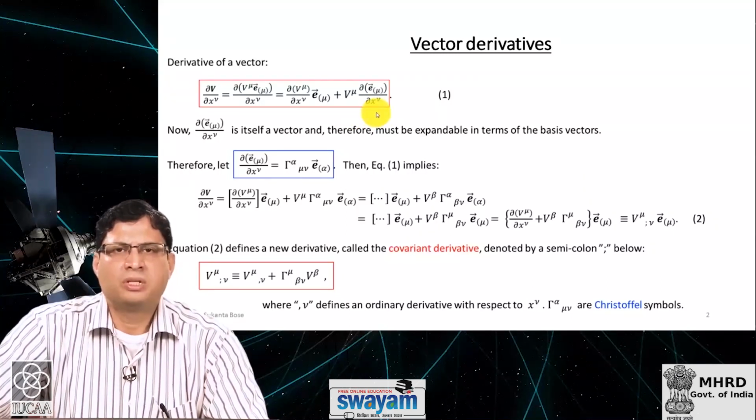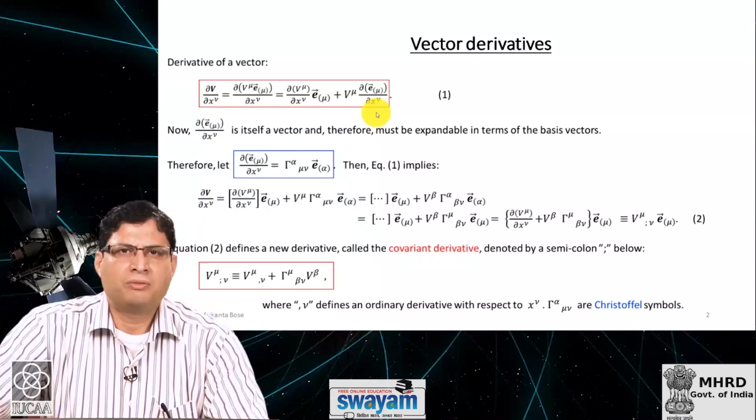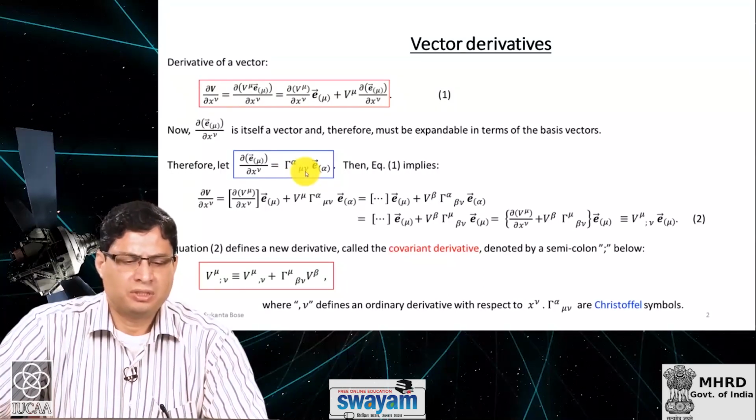So this was the origin of a term which we introduced, namely the Christoffel symbols. And that is because the derivative of a basis vector, as shown in this blue box, can be expanded in terms of the basis vectors themselves on the space-time. And these Christoffel symbols, namely the gamma, alpha, mu, nu, are the expansion coefficients.